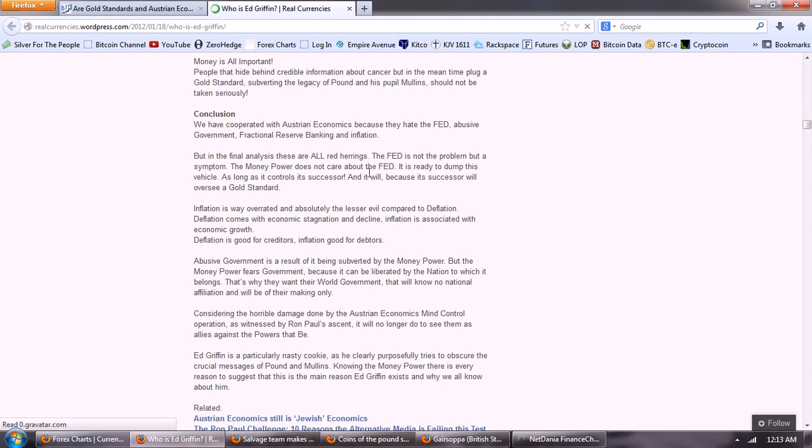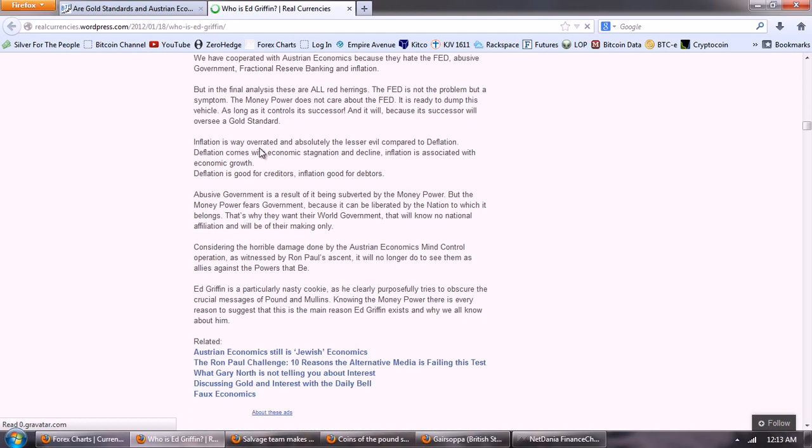The Fed is not the problem, but a symptom. The money power does not care about the Fed. It is ready to dump this vehicle as long as it controls its successor, and it will, because its successor will oversee a gold standard. Inflation is way overrated and absolutely the lesser evil compared to deflation. So this sounds like the Federal Reserve and the Keynesians that run everything. Deflation is the big bogeyman and inflation is the good guy. Of course, we know that exactly the opposite is the case.